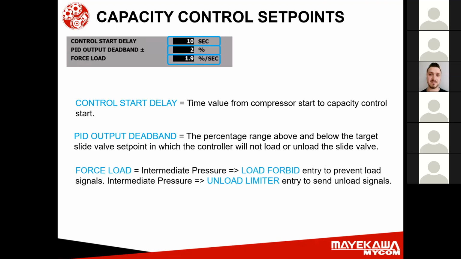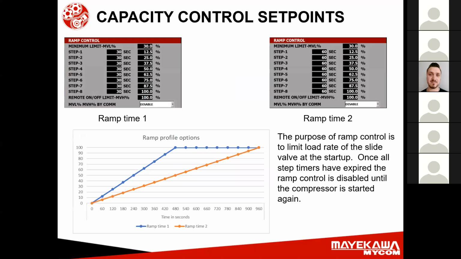The force load ratio entry is used for forced capacity loading with communications or 100% block. We have ramp control. This is to limit the load rate of the slide valve during startup. Once all step timers have expired, the ramp control is disabled until the compressor is started again.